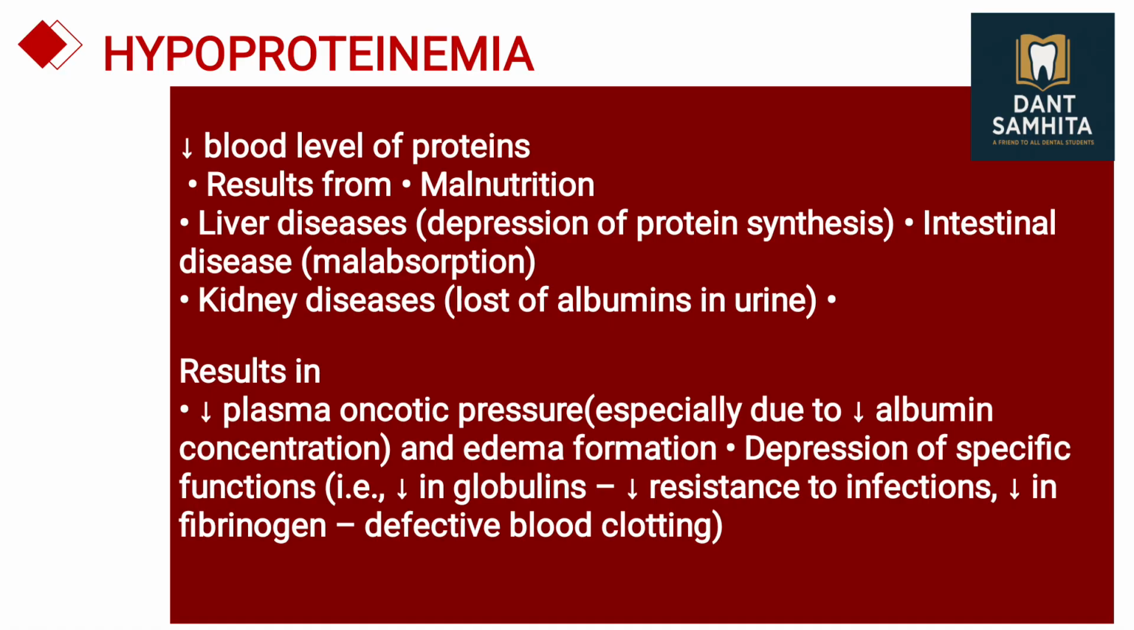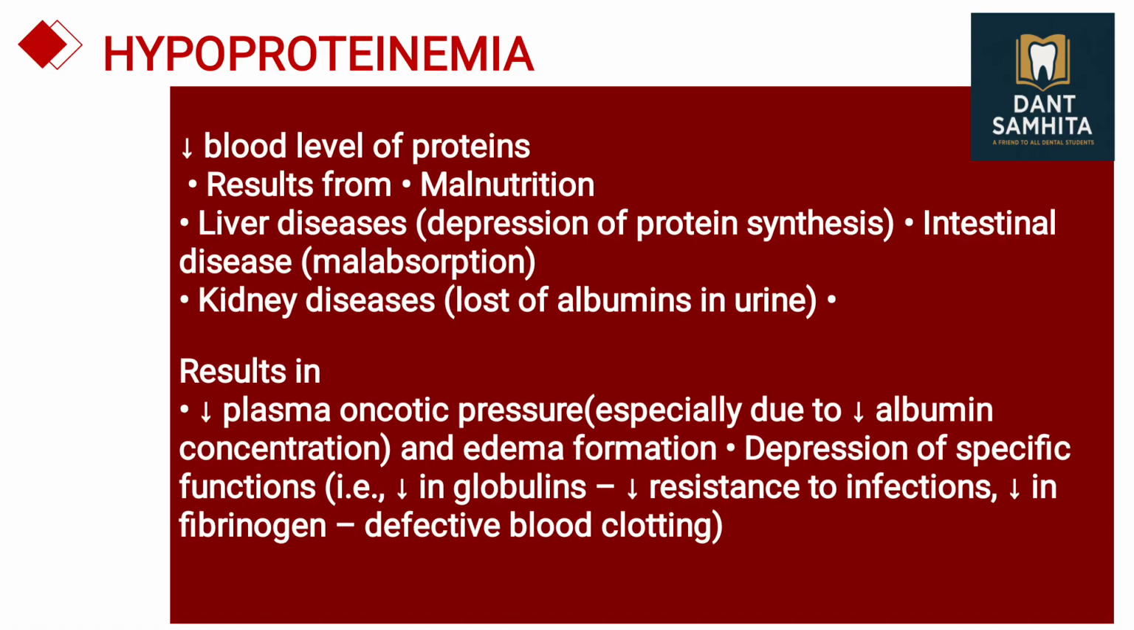Hypoproteinemia is nothing but the reduction of the levels of proteins, which results mainly from malnutrition, liver diseases, intestinal diseases, and kidney diseases. So when does the level of protein go down? It goes down due to malnutrition, liver diseases, intestinal diseases, or kidney diseases. These are the causes of hypoproteinemia. What happens if hypoproteinemia happens because of any of these reasons? What effect will it have on your body?